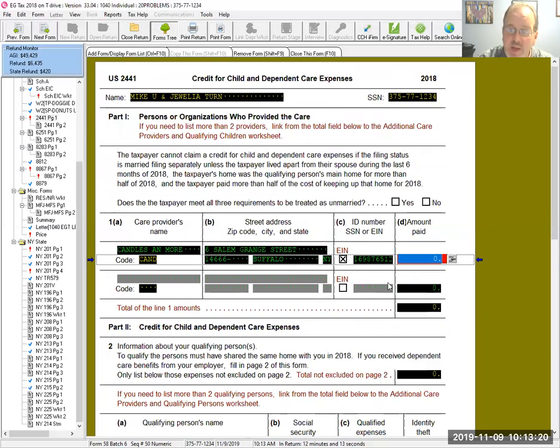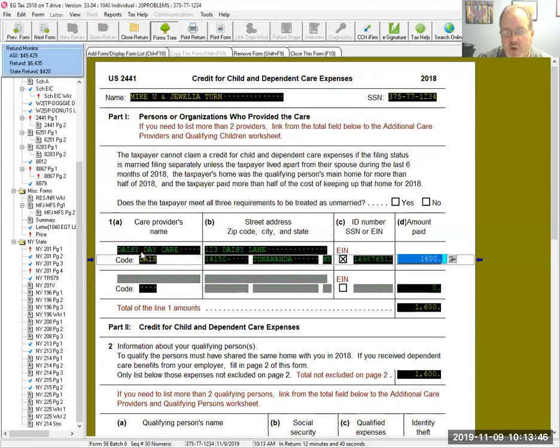Amount paid, $1,600, okay. Now, if this were to be... well, it should be Daisy. Sometimes if a database has a number in there. Okay, so we have that.